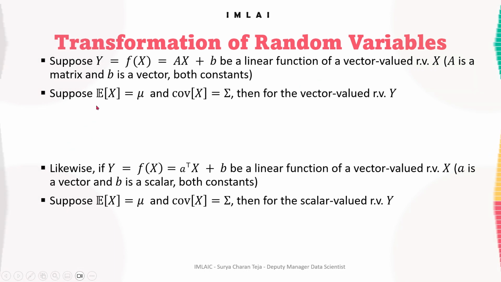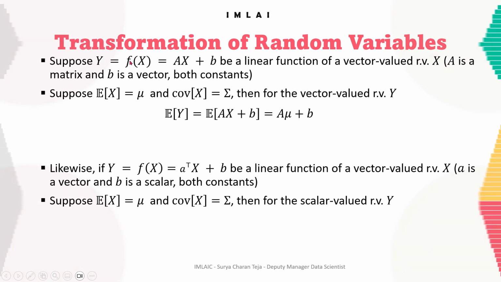Now, suppose E of X, the expectation of capital X, is equal to mu. Not the expectation of the function, only the expectation of the random variable X is mu. And the covariance of X is equal to sigma. Then for the vector valued random variable Y, what is f of X? F of X is equal to AX plus B. Then E of Y is nothing but E of f of X.